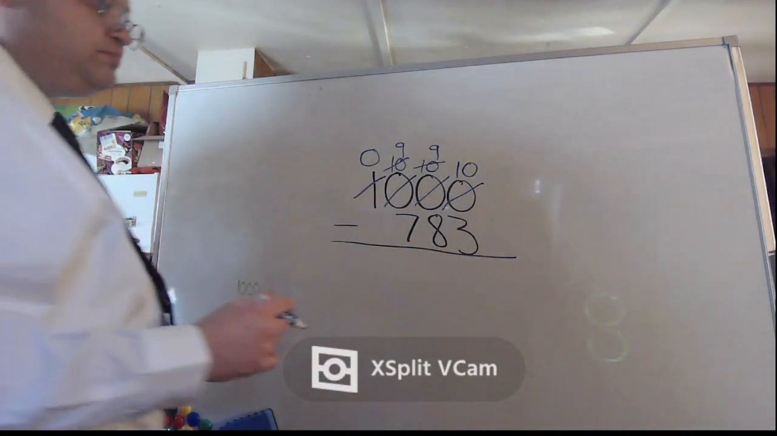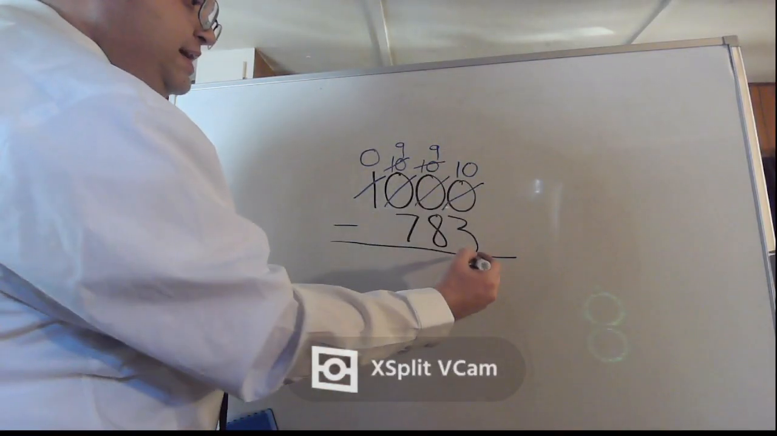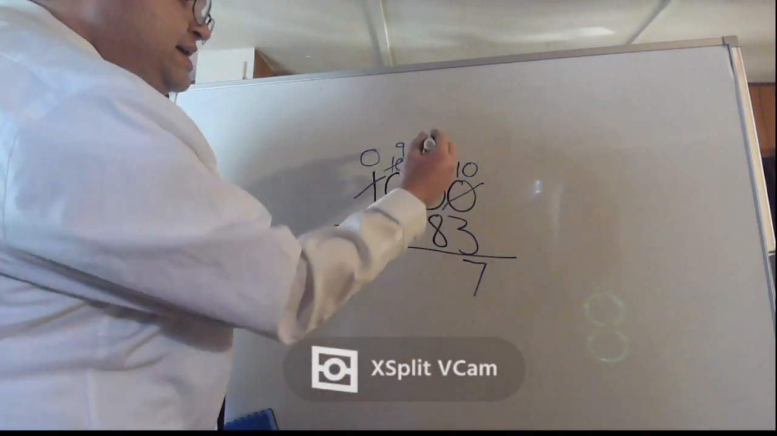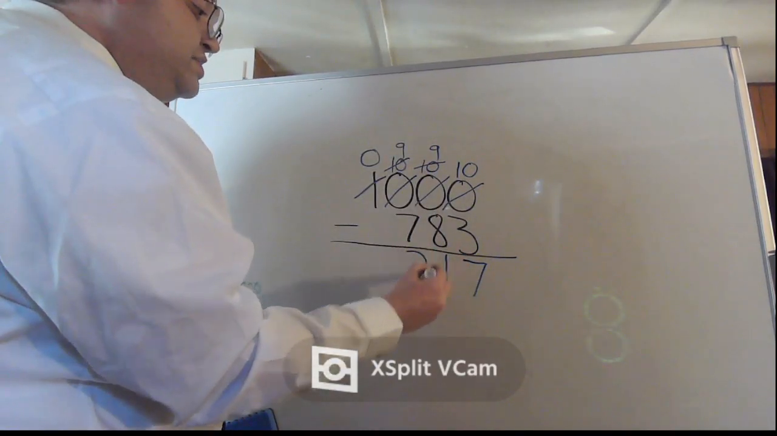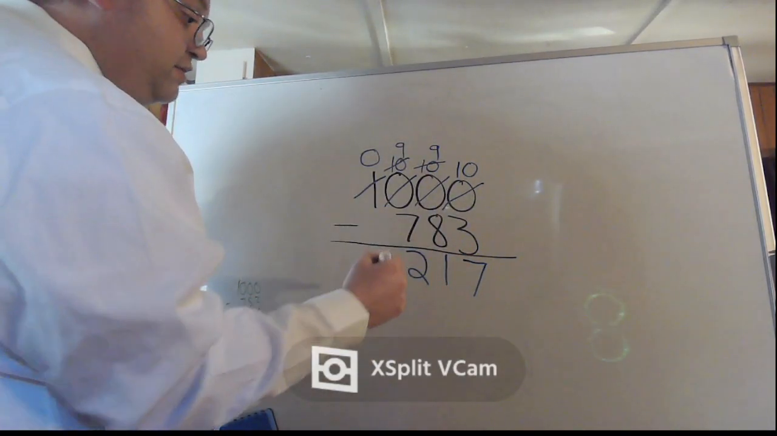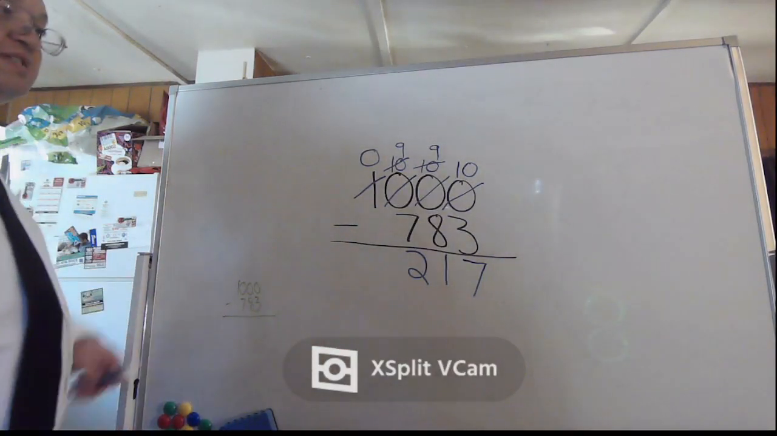So, you got 10 minus 3 is 7. 9 minus 8 is 1. 9 minus 7 is 2. 0 minus 0 is 0. So your answer in its lowest form is going to be 217.